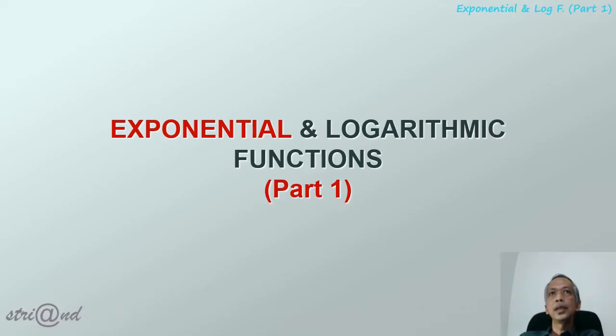The topic in this video is exponential and logarithmic functions. Exponential and logarithmic functions are like twins. But the video will be too long if they are combined in one video. So the exponential functions will be discussed in this part one, and the logarithmic functions will be discussed in part two. Now let's start with the next slide.